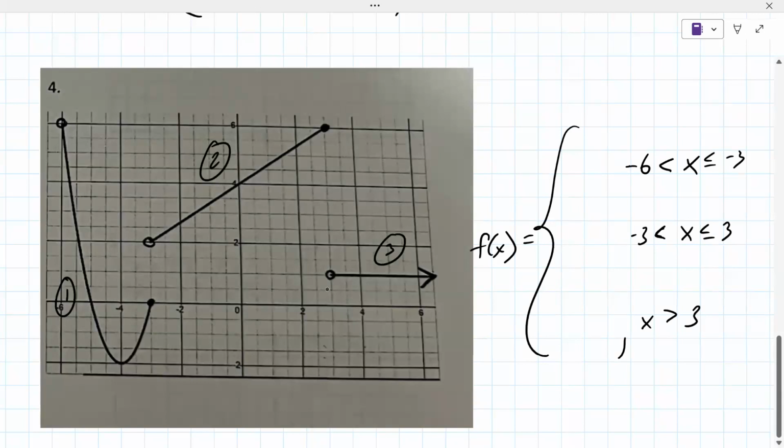Okay. So if you get this on a quiz, do the easy ones first. Do the two lines first. So the number three is a horizontal line. It's y equals a number. Okay.